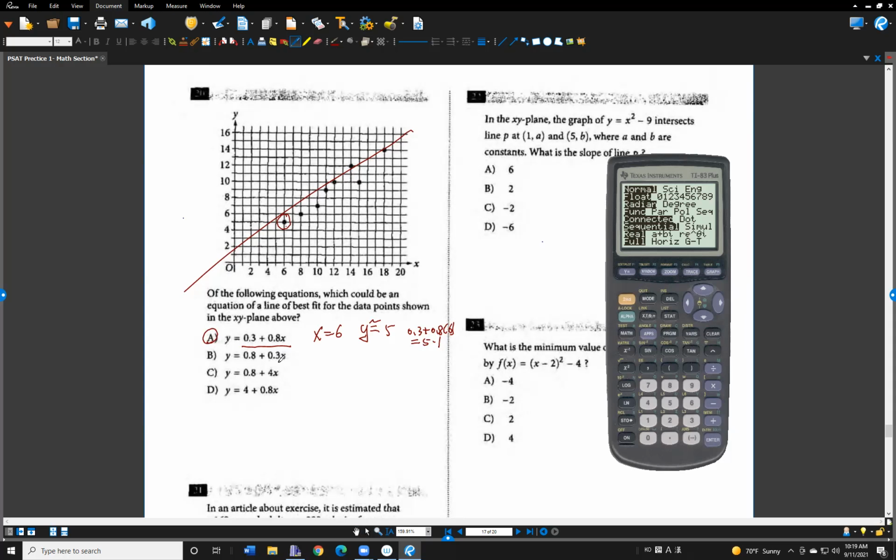Now the next one, try this one. When x equals 6, 0.8 times 6 minus 0.3 is 1.8. That is too low. The next one is 0.8 plus 4 times 6 is 24, a lot. This is around 5, right? That is not working. This one, 4 plus 0.8 times 6, is around 8.8. That is not around 5. So that's the best one. You can use this point, or this point. It is okay.